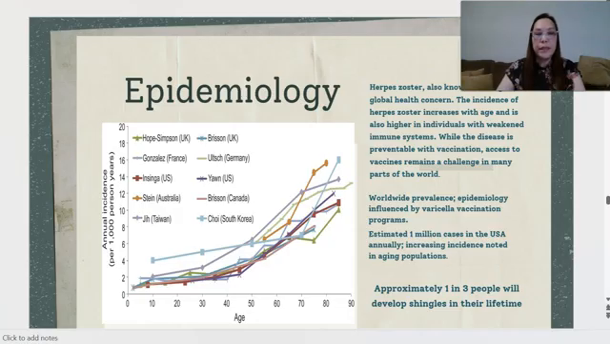Statistics show about 1 in 3 people will get shingles at some point. In the USA, there are around 1 million cases annually, especially in older adults. This graph shows how shingles cases increase with age across different countries. The main message here is that shingles is common, especially among older people, and vaccination can help, but access is an issue.